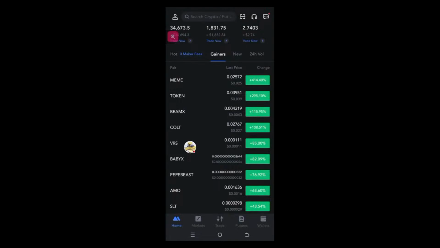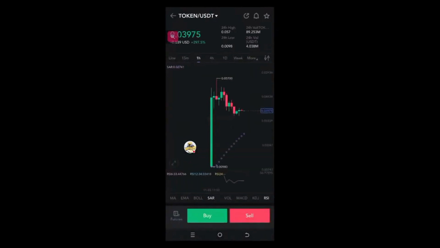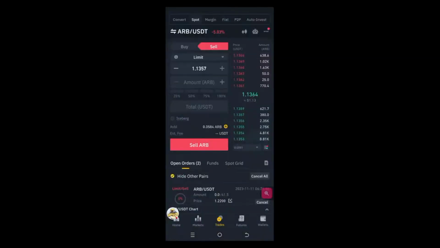Which one? Token. What's going on here? Spot. Token. Do we want to do this one? No, it looks horrific because a lot of red in it. I don't want that. Limit order gives me an opportunity to set the amount I want to get.